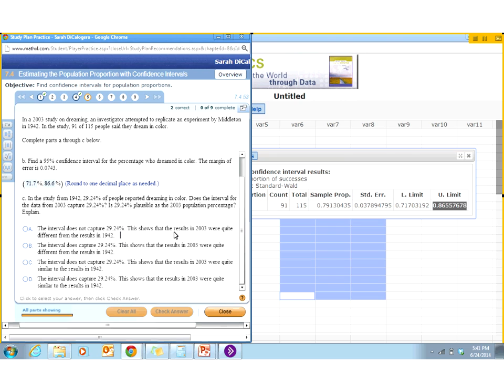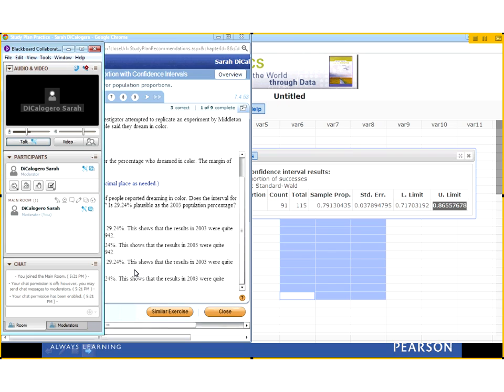So right away we can eliminate B and D. So let's look at A. The interval does not capture 29.24%. This shows that the results in 2003 were quite different from the results in 1942. The interval does not capture 29.24. This shows that the results in 2003 were quite similar. No. The only possible answer is A.